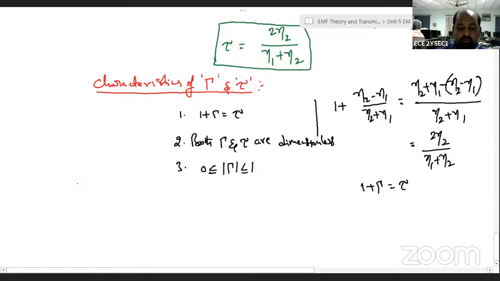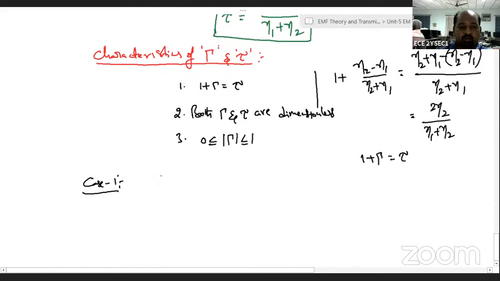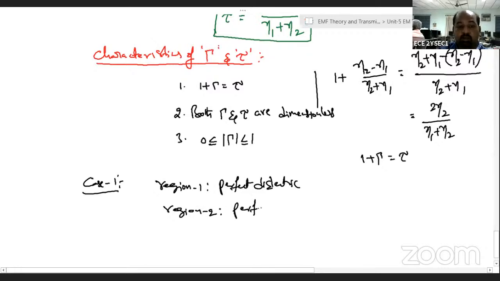So now let us consider case 1, right? Let us assume that region 1 is a perfect dielectric, and region 2 is a perfect conductor, right? Region 1 is a perfect dielectric and region 2 is a perfect conductor.